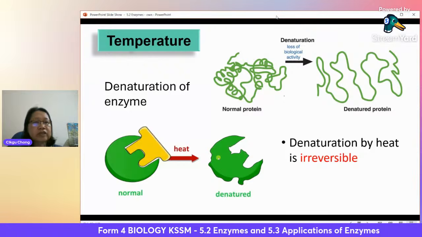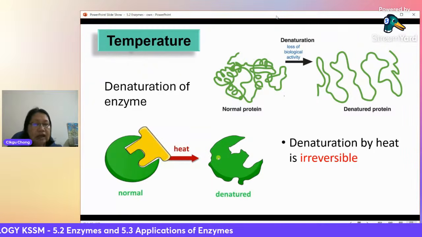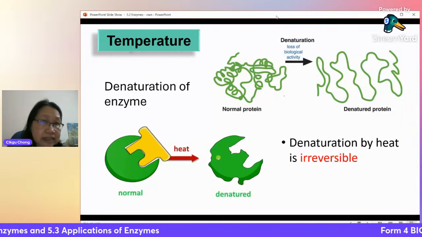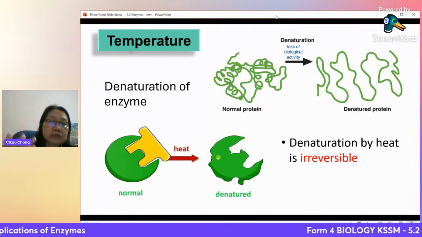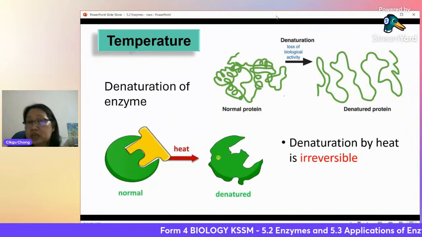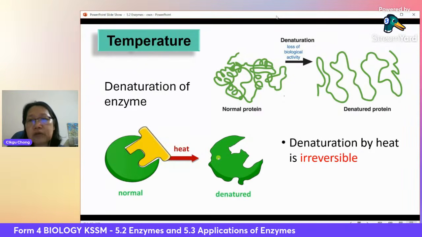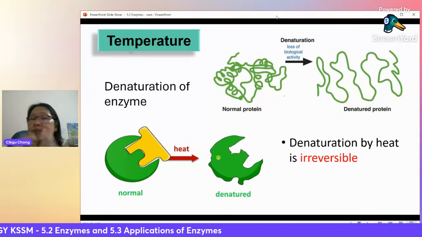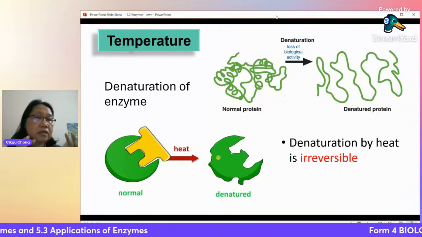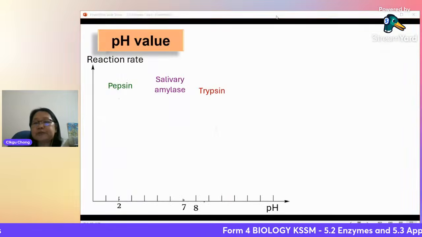For example, you heat up, the enzyme is destroyed, it undergoes denaturation. Let's see what happens if I cool the enzyme back. I bring it back to a lower temperature. Will it act again? Actually, no. It is irreversible. You cannot change it back because it's gone. You cannot make back the bonds by cooling back the enzyme. It's irreversible. Okay, next, pH value.